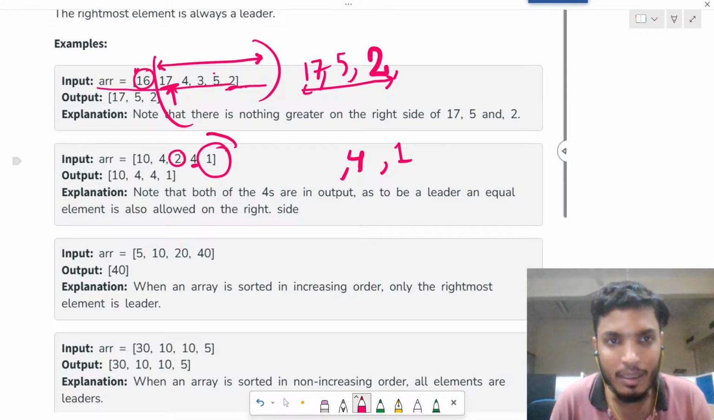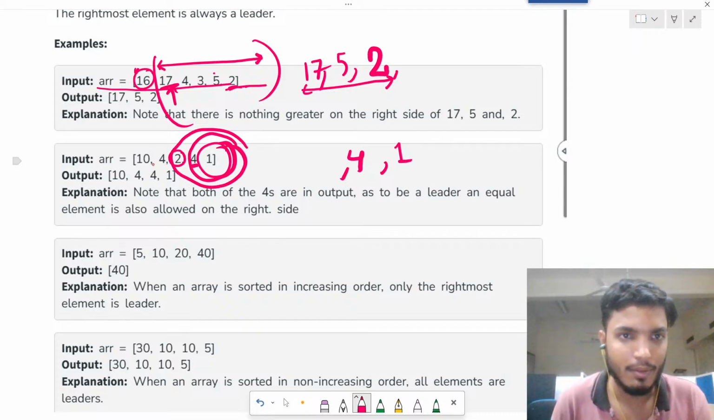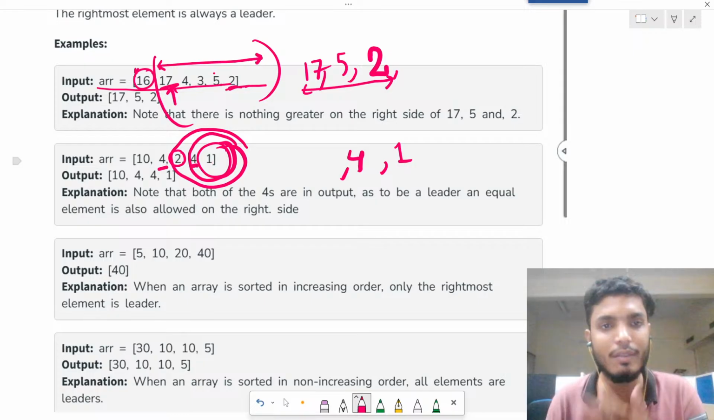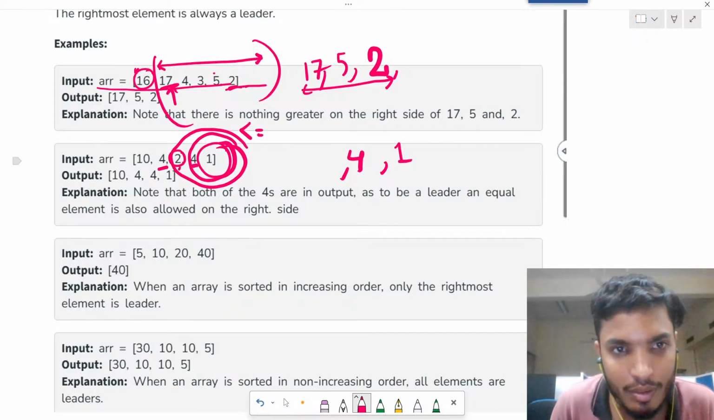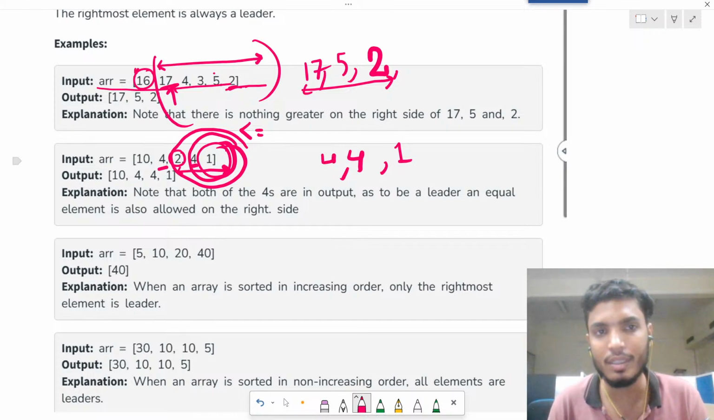2, all the elements to the left of 2, are they less than 2? No, because there is 4 present. So now comes this 4, are all the elements less than 4? Yes, they are less than 4, but there is an equal to also. Even if there is an equal to, less than or equal to is considered. So this 4 is again a leader.